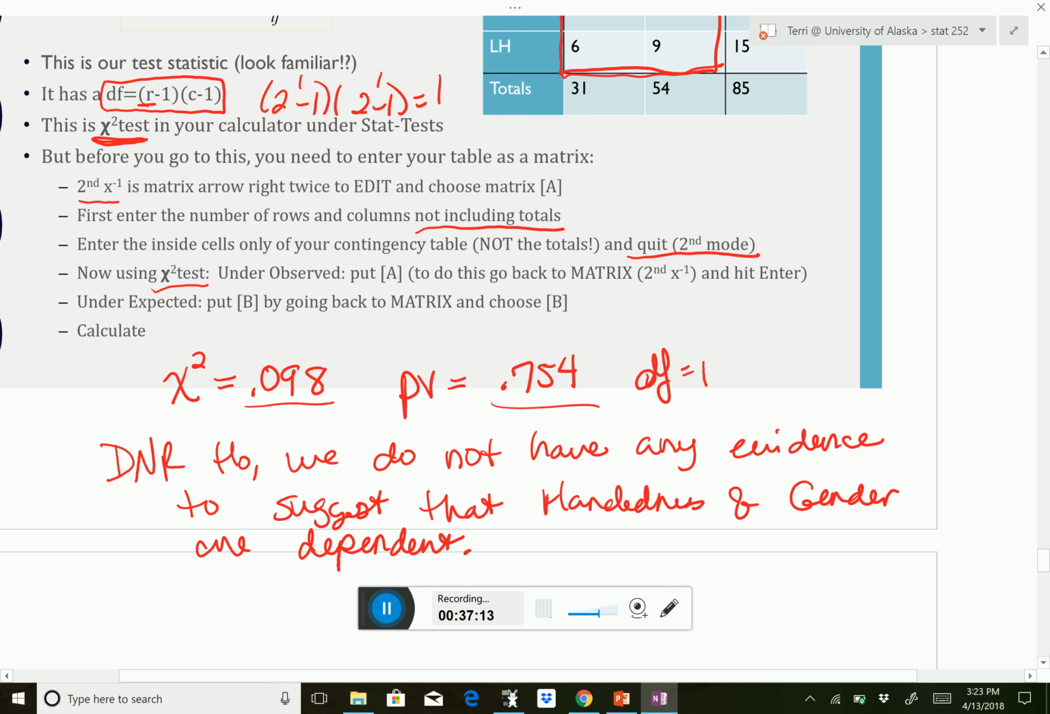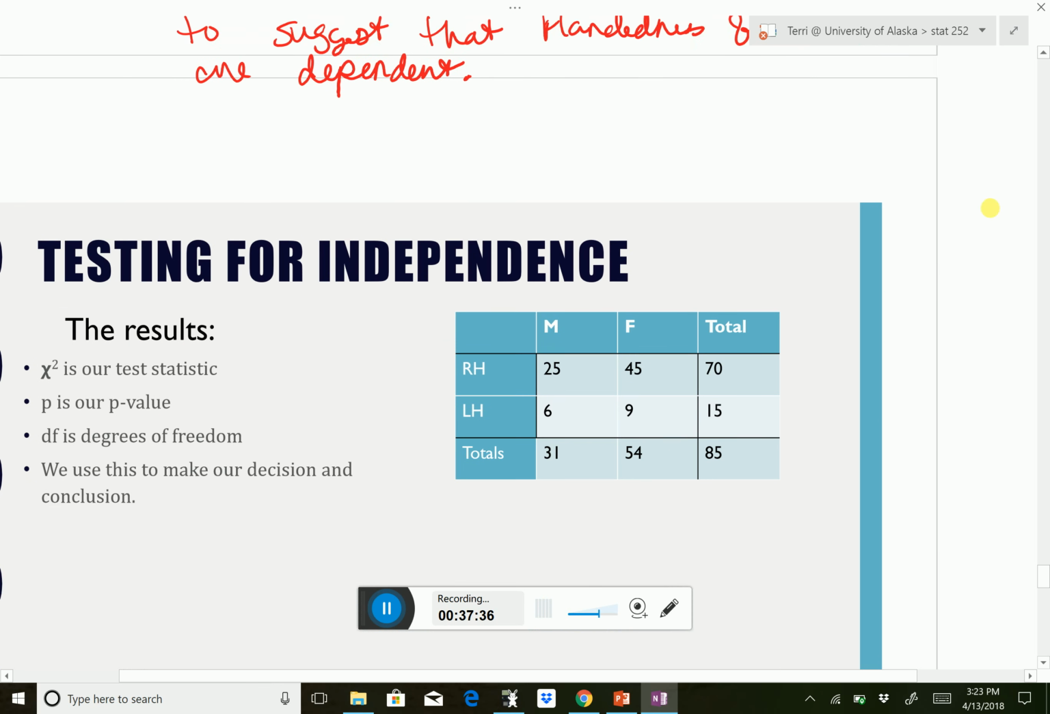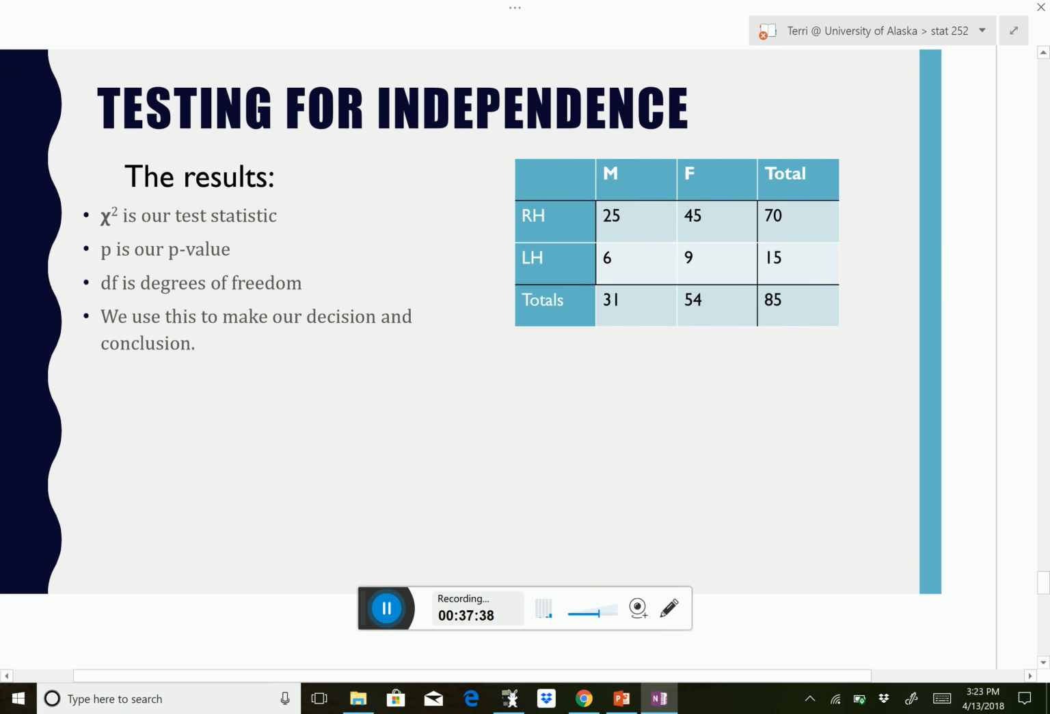Now, like I said, normally we never conclude a null hypothesis. Chi-squared tests are a little bit different in that we kind of can in this case. I mean, we have no reason to think they're dependent on each other, so we could call them independent for the purposes of whatever we were doing after this. Okay, and that's the results.